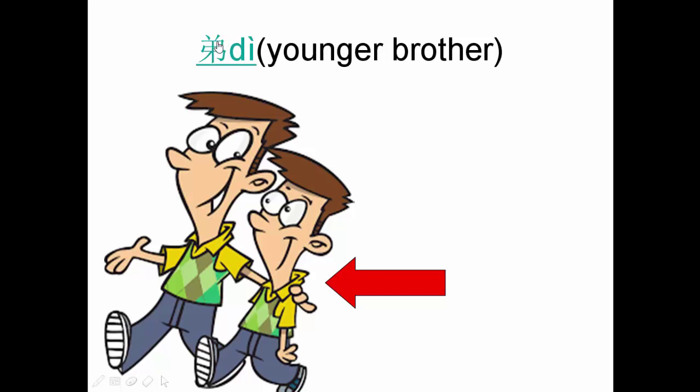We can try to imagine that the younger brother is very young, so he is just a baby brother, and he only has two hairs. Okay, and that younger brother is very naughty, so he likes to kick. This is one leg. He likes to kick someone. Okay, so try to remember this one.